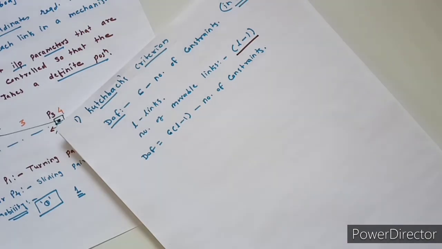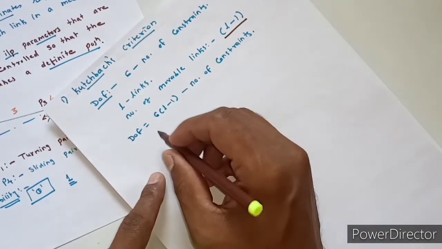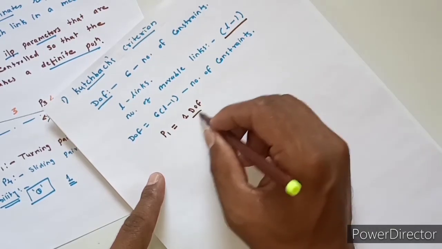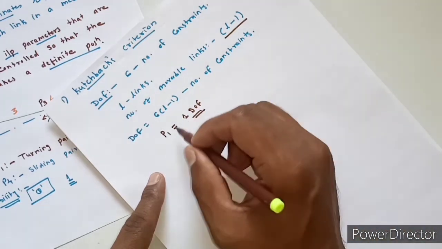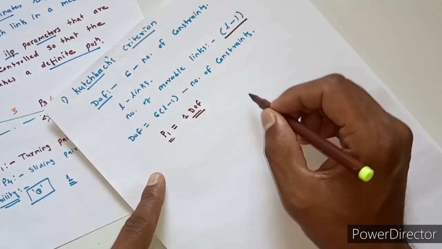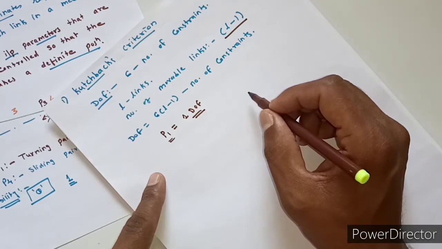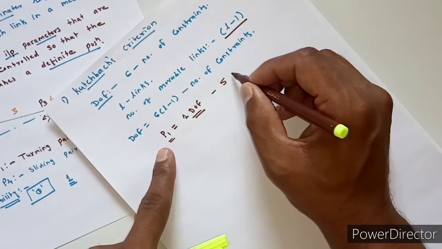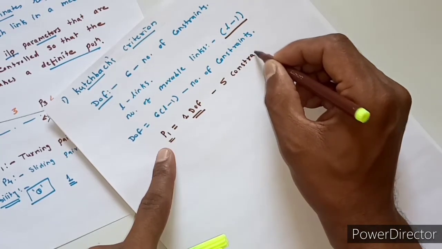If L minus 1 links are movable, total degrees of freedom will be 6 into L minus 1, minus number of constraints will give the degrees of freedom of the mechanism. Now to build a mechanism, if we introduce P1 number of pairs having 1 degree of freedom in a mechanism, each P1 pair will impose 5 constraints or 5 restraints.